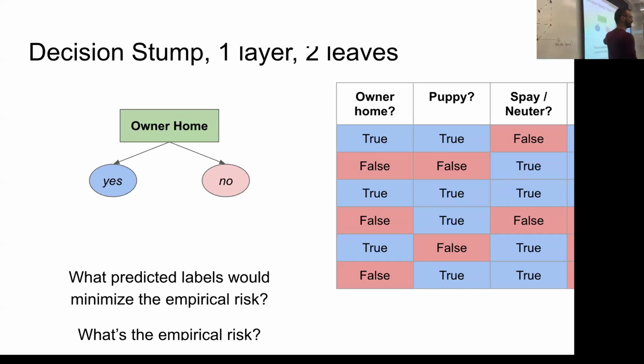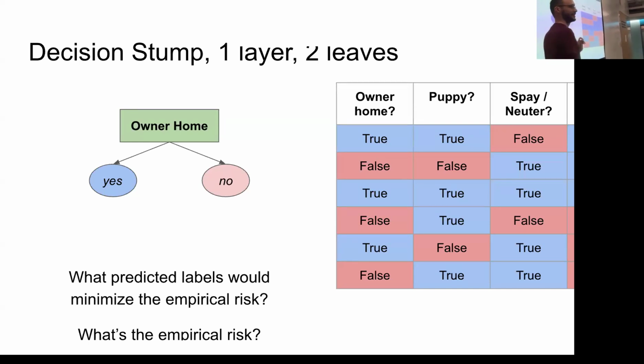Yes, so we have 2 truths here, and in that case, the dog adoption was a success as well. So it makes sense to predict true on this leaf. And if the owner is not home, you might want to predict failure for the adoption, right? Because that will be true for 2 out of the 3 cases where dog adoption was a failure, right?